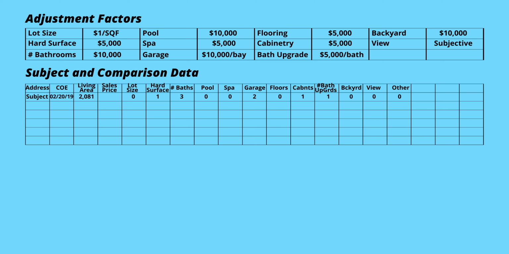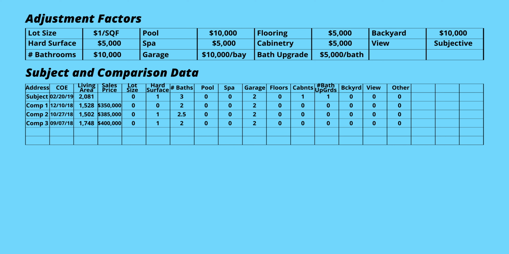Next, populate the features for comparison 1. It was sold on December 10th, has a living area of 1,528 square feet, and a sales price of $350,000. It has 2 baths and a 2-car garage. The remaining features are populated with zeros because comparison 1 does not have any of these features. I'm going to quickly fill in the feature information for comparisons 2, 3, 4, and 5. Looking at the comparisons, all have selling dates that are within 6 months, and all have a living area within about 500 square feet of the subject property. This is an excellent comparison set.